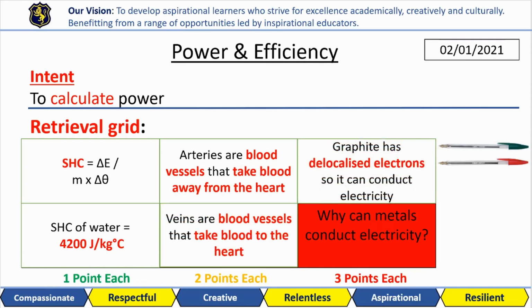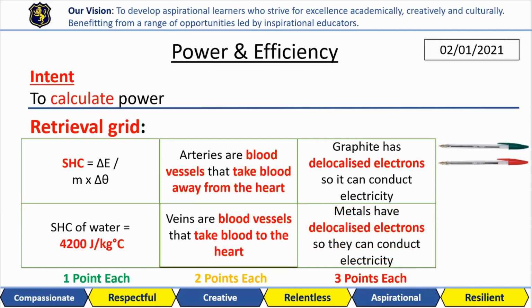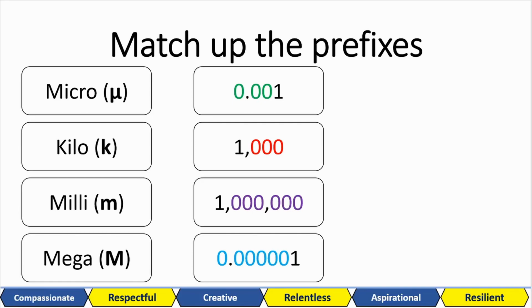Graphite has delocalized electrons which are free to carry a current. Metals have delocalized electrons as well, which are also free to carry a current. We will be dealing with some large numbers, so spend some time matching up these prefixes.